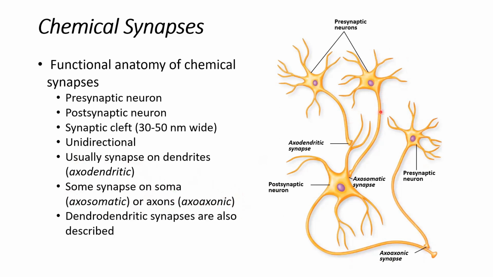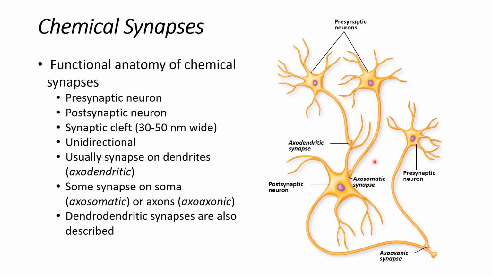So here's our presynaptic neuron. Here's one example. Here's another example. Here is our postsynaptic neuron, right? Here's another example of that. So the axodendritic, this is where we go from the axon terminal to the dendrites, right? These are the dendrites, these spiky projections coming off of the soma. This is the most common type of synapse that we will see.